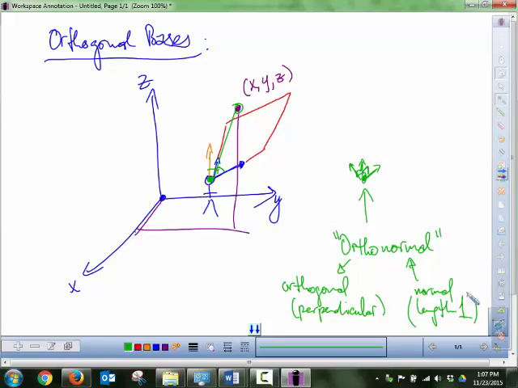So if we get ourselves set up with an orthonormal basis, then we have a good set of basis vectors to go with. How many people have taken Calc 3? Are you familiar with the Frenet frame? TNB?